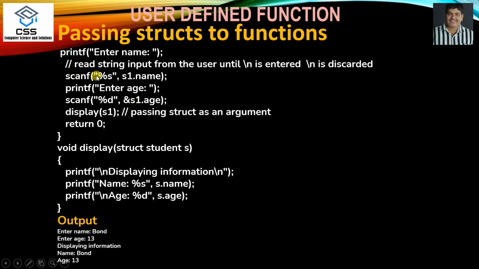At the time of inputting a string, no address is required. S1.name is directly written because a string automatically indicates the memory location. But when you are inputting an integer value, you need the address. S1 is the structure variable. To interact with its element, we need a dot as a membership operator. Suppose name and age are entered.